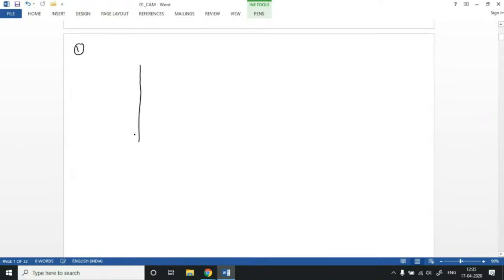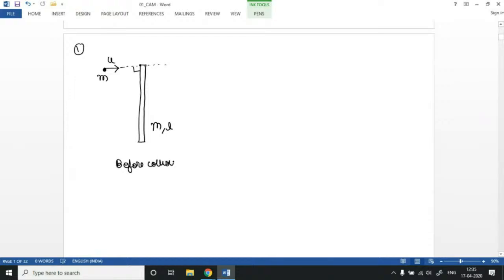So here is the problem. Let's say we have a uniform rod of mass m and length l, and we have another particle of the same mass, moving with velocity u, and this is the line of movement of this particle. After some time, it is going to collide with one of the extremes of this rod, in the direction perpendicular to the rod. So this is the condition before collision.